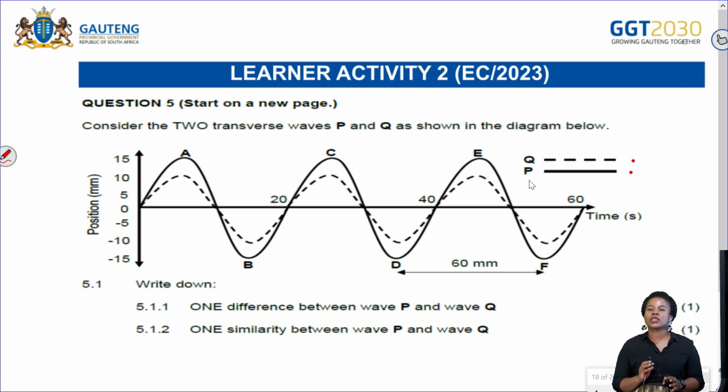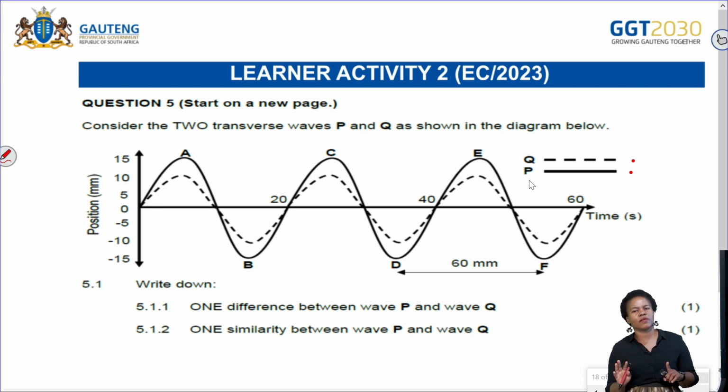Okay, so your position is given in millimeters, and then you have your 2 waves in there. The question says write down one difference between wave P and wave Q. What is the difference between wave P and wave Q?